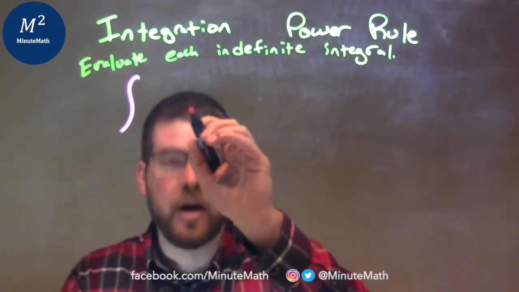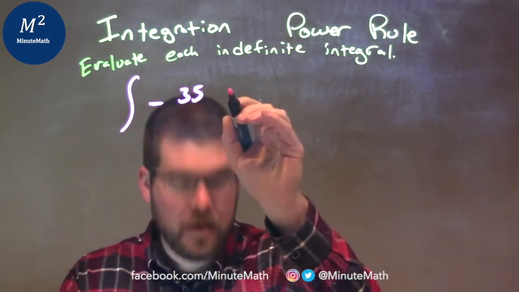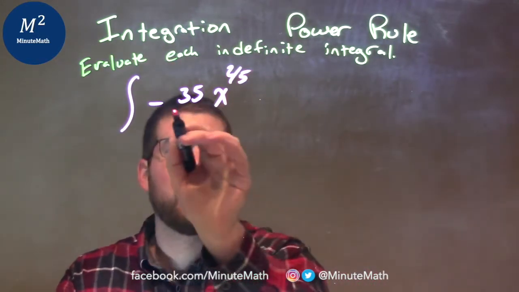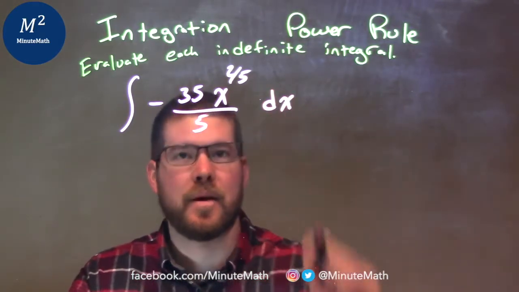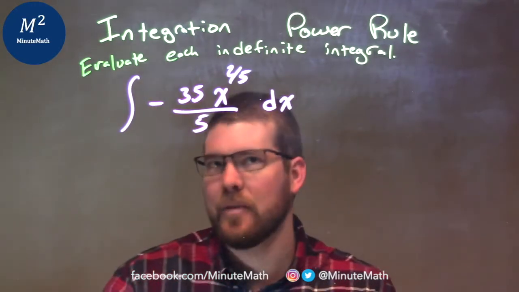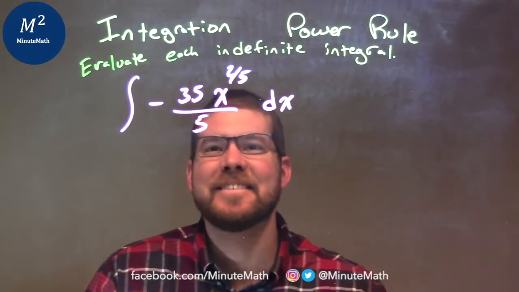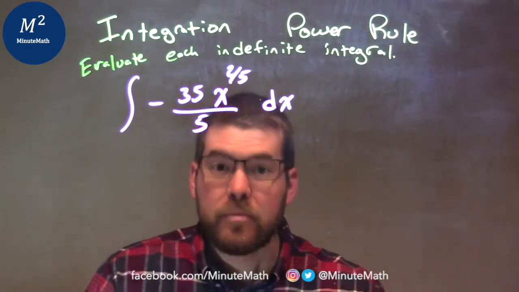Integral of negative 35 x to the 2/5 power divided by 5 dx. Okay. Now, you always, of course, could simplify right from the beginning, right? It's up to you. And actually, I think it's easier not to. Kind of knowing ahead, but up to you.